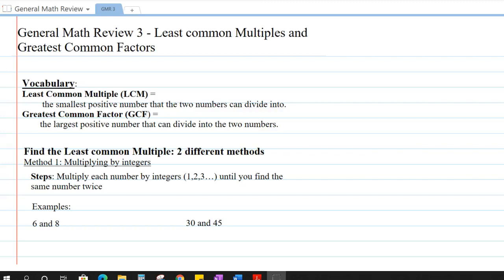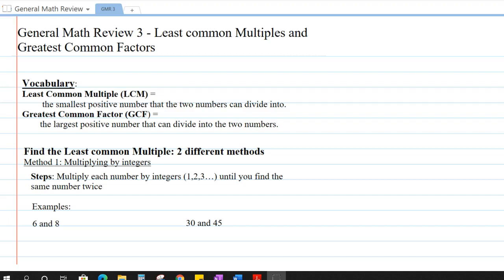Today we're going to cover the least common multiples and the greatest common factor. The least common multiple is the smallest positive number that the two numbers can divide into. Now what's interesting about that is the least common multiple is actually going to be bigger than your original numbers.